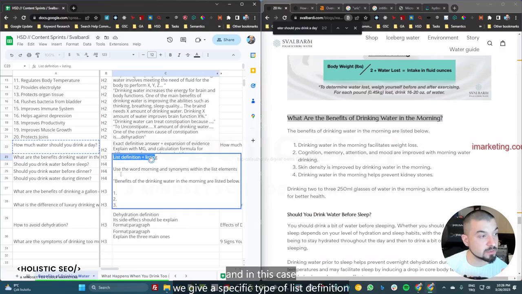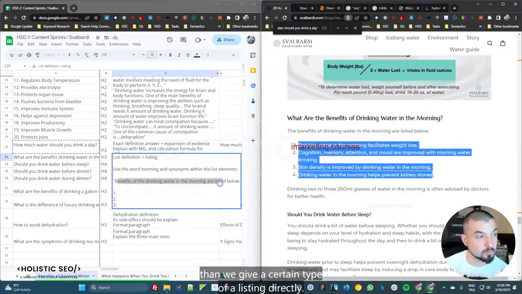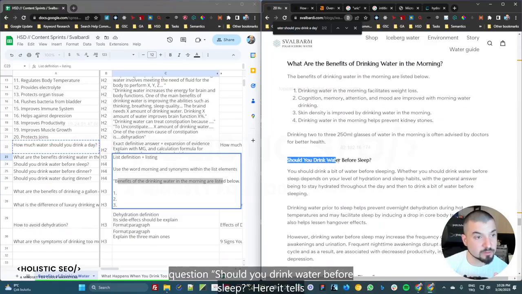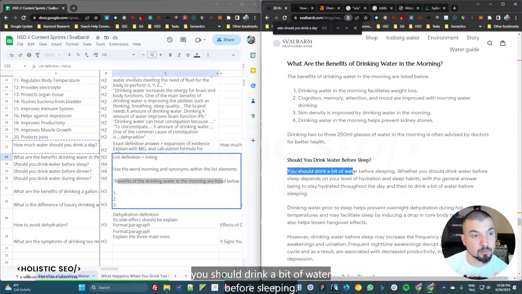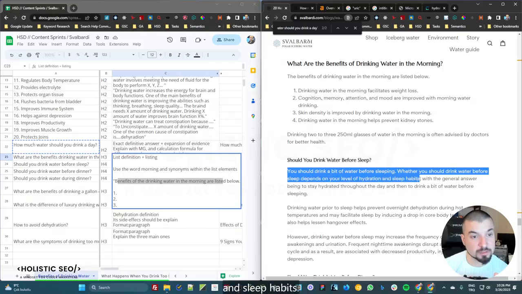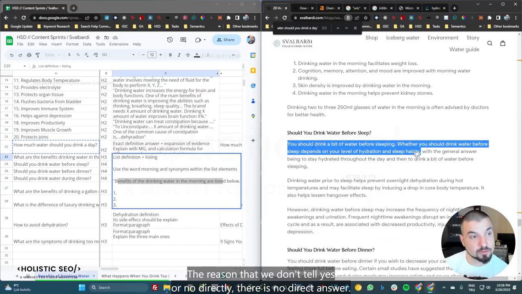And in this case, we give a specific type of list definition, then we give a certain type of listing directly. And here we talk about drinking, cognition, memories, or skin density, or some other areas. If you ask the question, should you drink water before sleep? Here it tells you should drink a bit of water before sleeping. Whether you should drink water before sleep depends on your level of hydration and sleep habits. The reason that we don't tell yes or no directly is that there is no direct answer.